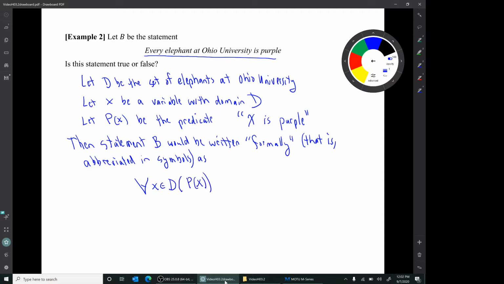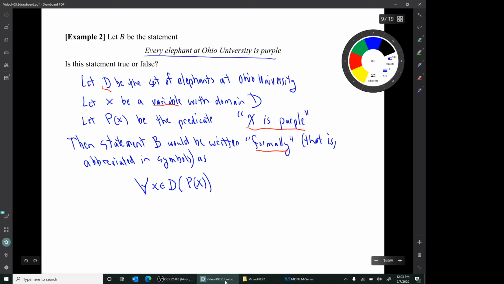Okay, so we had the goal of expressing this statement B in symbols. This is referred to in the book as writing the statement formally, simply abbreviating the statement using logical symbols. So we introduced a domain called D, the set of elephants at Ohio University. We introduced a variable x with domain D, and we introduced a predicate, which is this sentence, x is purple. Of course, that sentence is neither true nor false until we choose a particular elephant to be x and substitute it in. All right, so that's statement B.